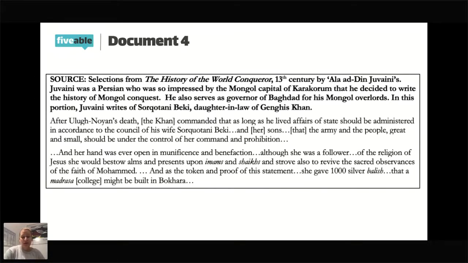We can also do historical situation for this one. I think this one is kind of cool because it explains the role of women and descent of the Mongol Empire.